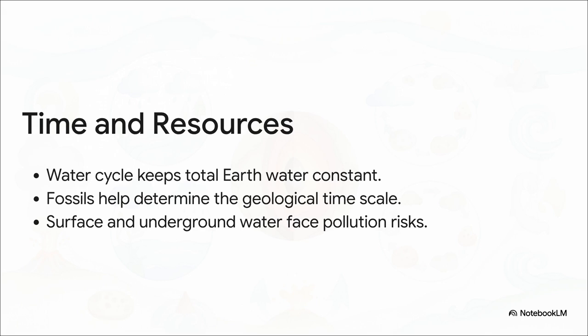While our total water supply is constant, our access to clean, usable water is incredibly fragile. Surface water in our rivers can be easily ruined by industrial waste, and our precious underground water is at severe risk from chemical fertilizers and pesticides leaching down from agriculture.